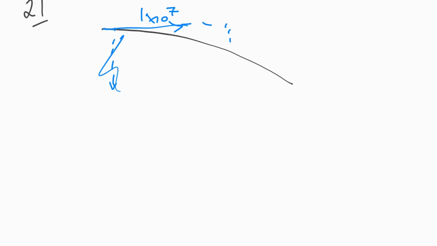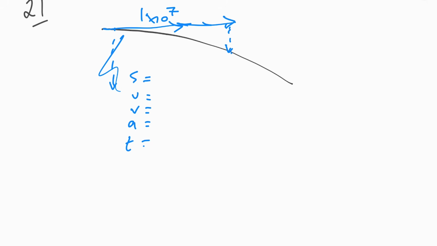21, a particle traveling horizontally, constant vertical acceleration. Okay, let's just say that it's going down like that. Its horizontal speed is 1 times 10 to the 7. I'm just looking for its horizontal distance, so that's okay. This is really easy, actually. This is just SUVAT. We want to know how far across it's gone when it's gone down a certain distance. Easy peasy. So all we have to do is use SUVAT again.